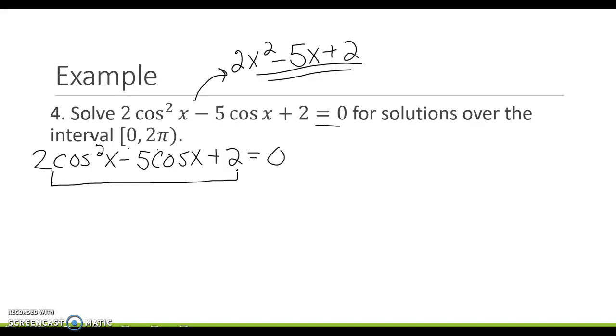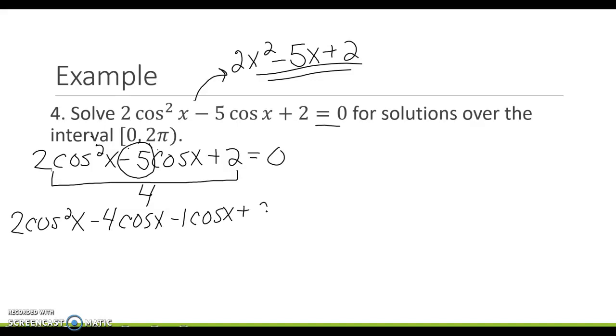So we want to multiply that 2 and that 2. We get 4. So now we're looking for two numbers that multiply to give me positive 4, but add to give me negative 5. I'm going to keep that 2 cosine squared x the same. So those two numbers would be negative 4 cosine of x and negative 1 cosine of x. And then we're keeping that plus 2 the same at the end. So negative 4 times negative 1 gives me positive 4. Negative 4 plus negative 1 gives me that negative 5.